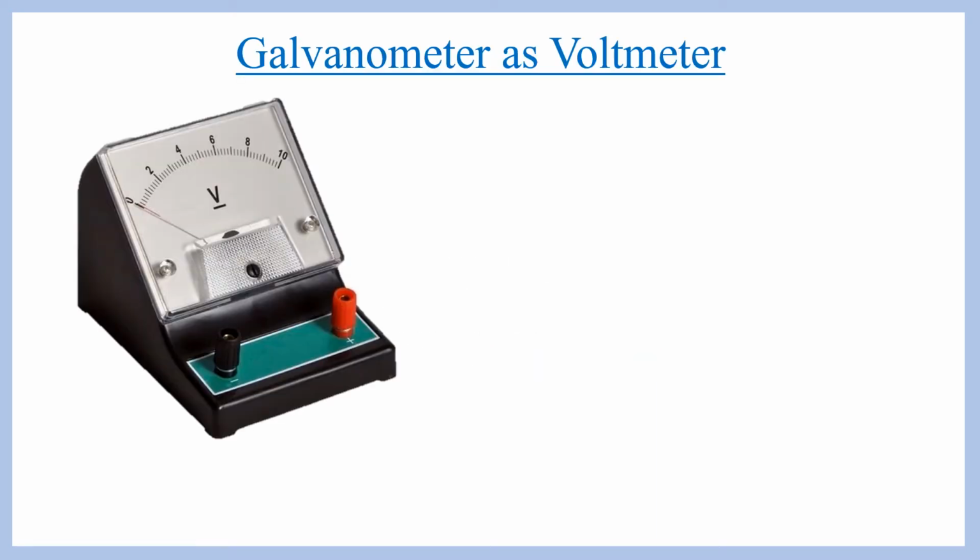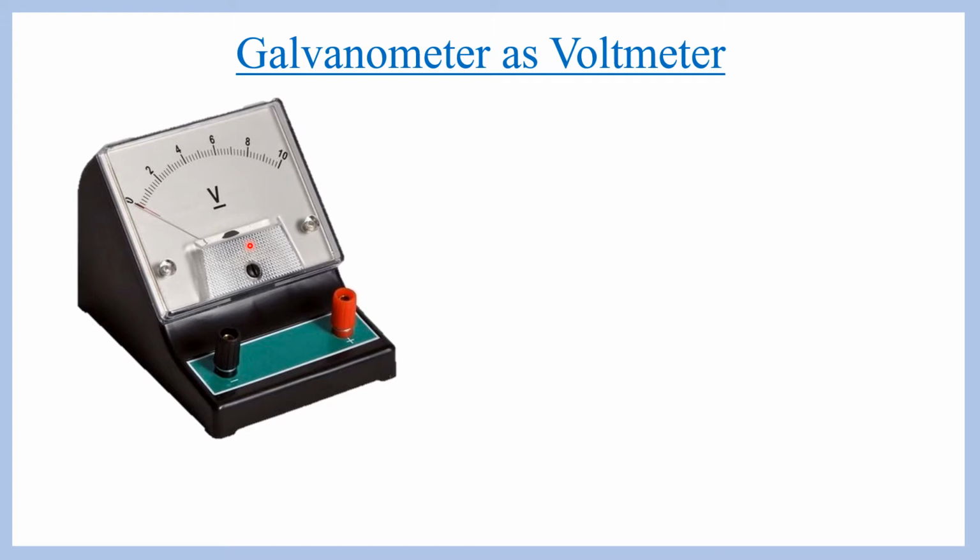So we will go to the next slide, how you can convert a galvanometer into a voltmeter. Now all of you have seen a galvanometer in the lab, as well as a voltmeter. Actually, a galvanometer and a voltmeter, both the instruments are one and the same, with slight modifications in the galvanometer making it a voltmeter.